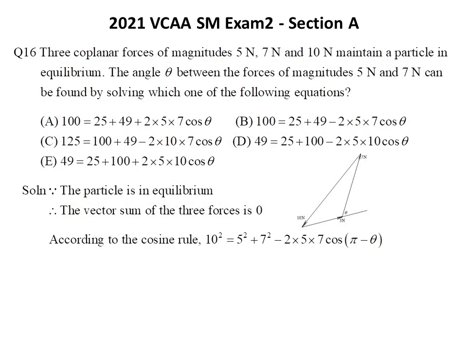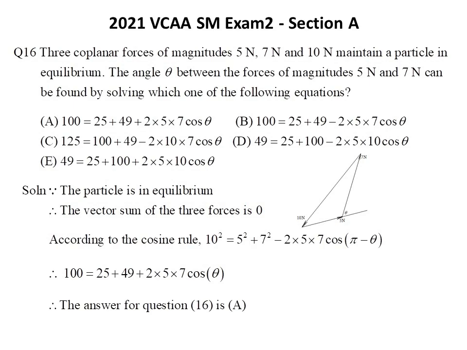According to the cosine rule, we have the equation 10 squared equals 5 squared plus 7 squared minus 2 times 5 times 7 times cosine of pi minus theta, which is simplified to 100 equals 25 plus 49 plus 2 times 5 times 7 times cosine theta. Therefore, the answer for question 16 is A.